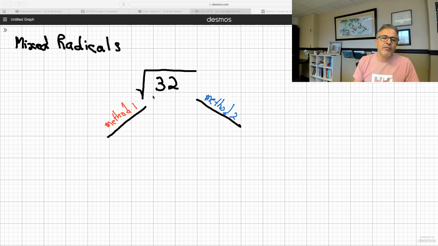So here's the square root of 32 now. The first method, we know the perfect square that goes into 32 is 16. So we're going to change that into 16 times 2.